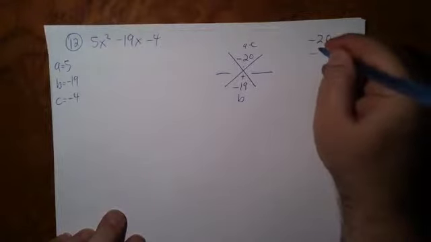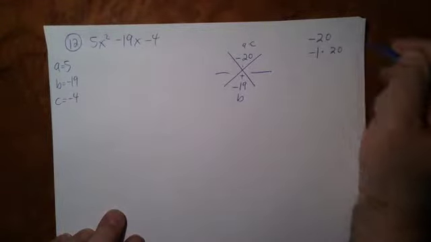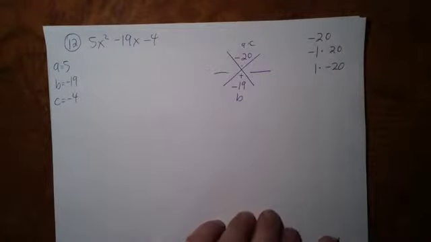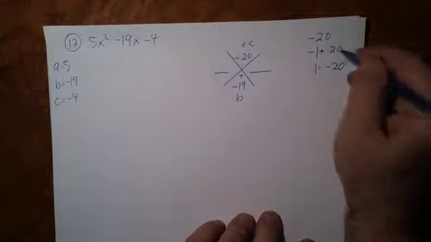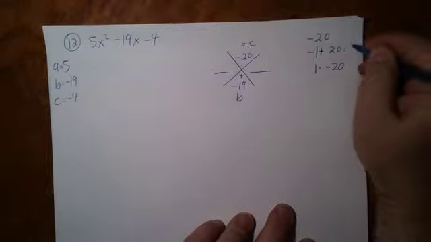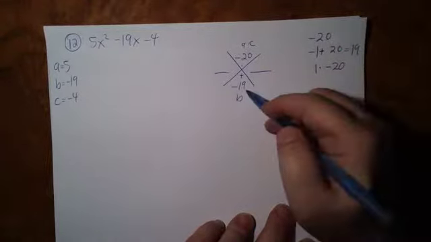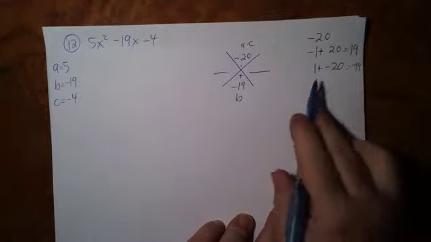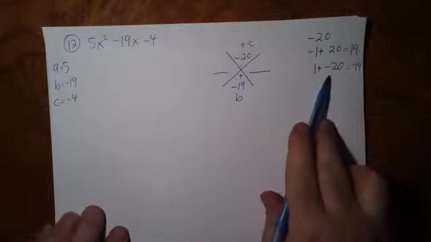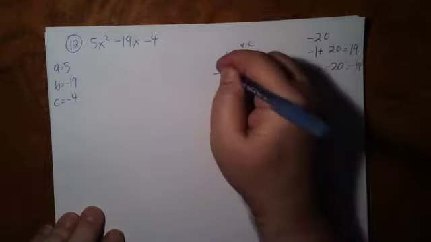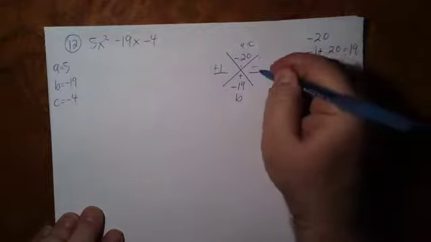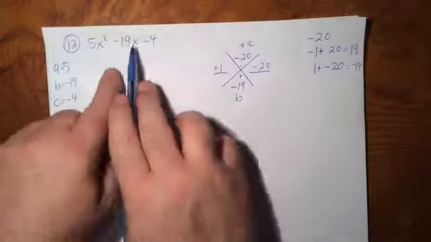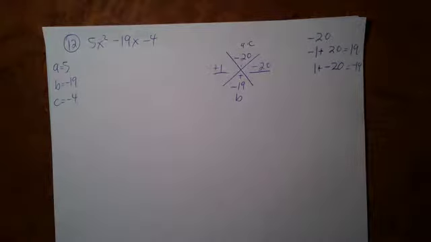For example, let's take a look at negative 1 times 20, and then 1 times negative 20. Well, negative 1 plus 20, that's going to give us 19. Right number, but wrong sign. So 1 plus a negative 20 gives us the negative 19 we're looking for. So for this problem here, we're looking at the two numbers, plus 1 and negative 20. These are the pair of numbers that we are going to use here to split up the middle term.